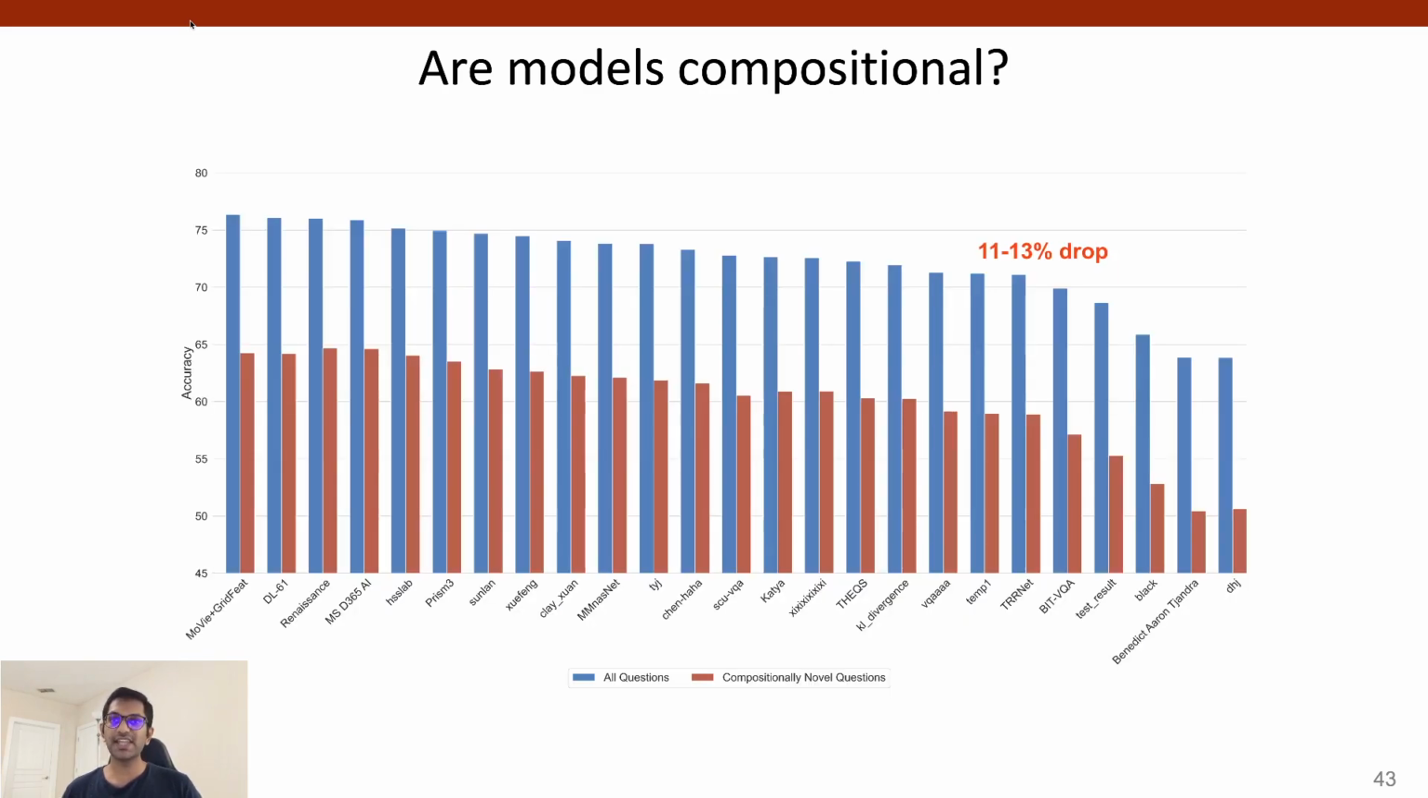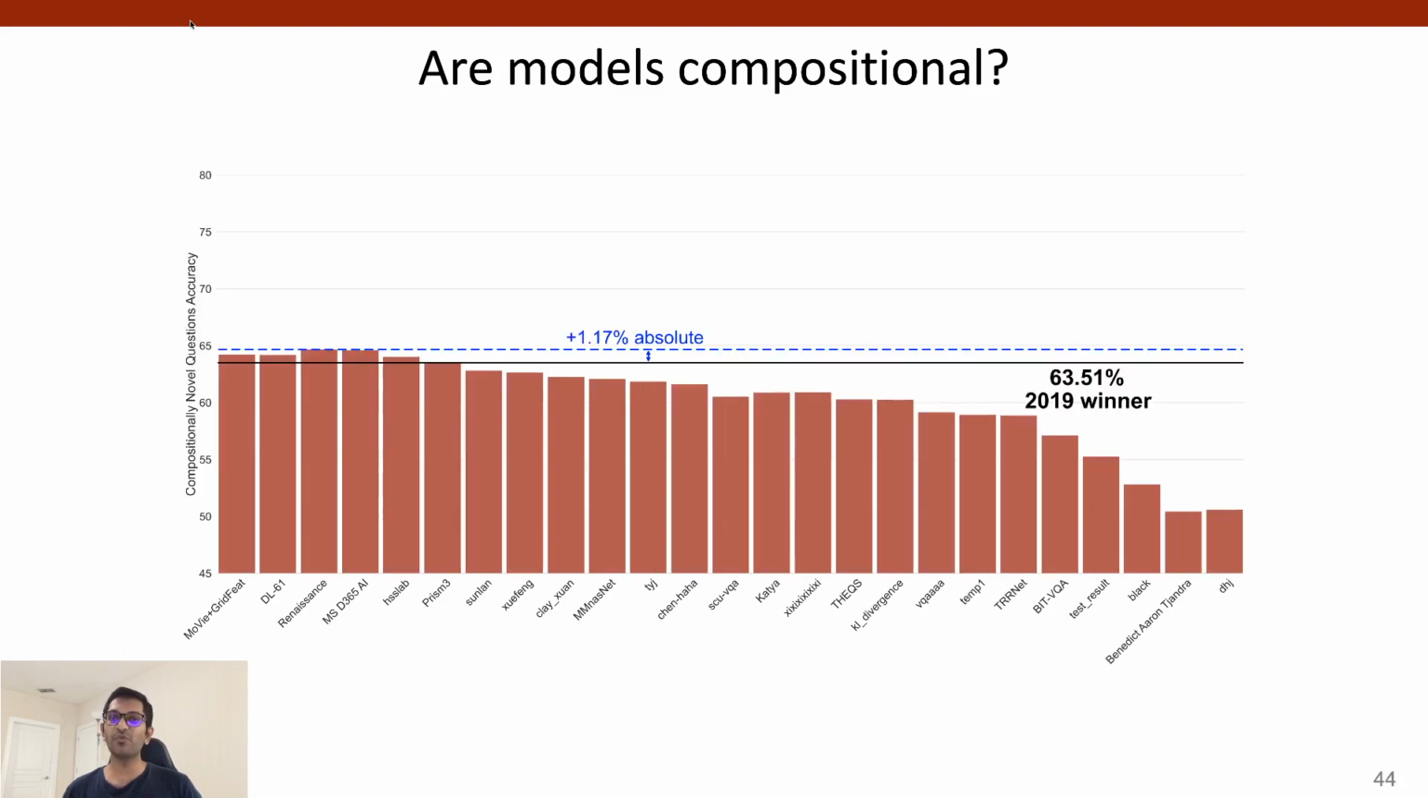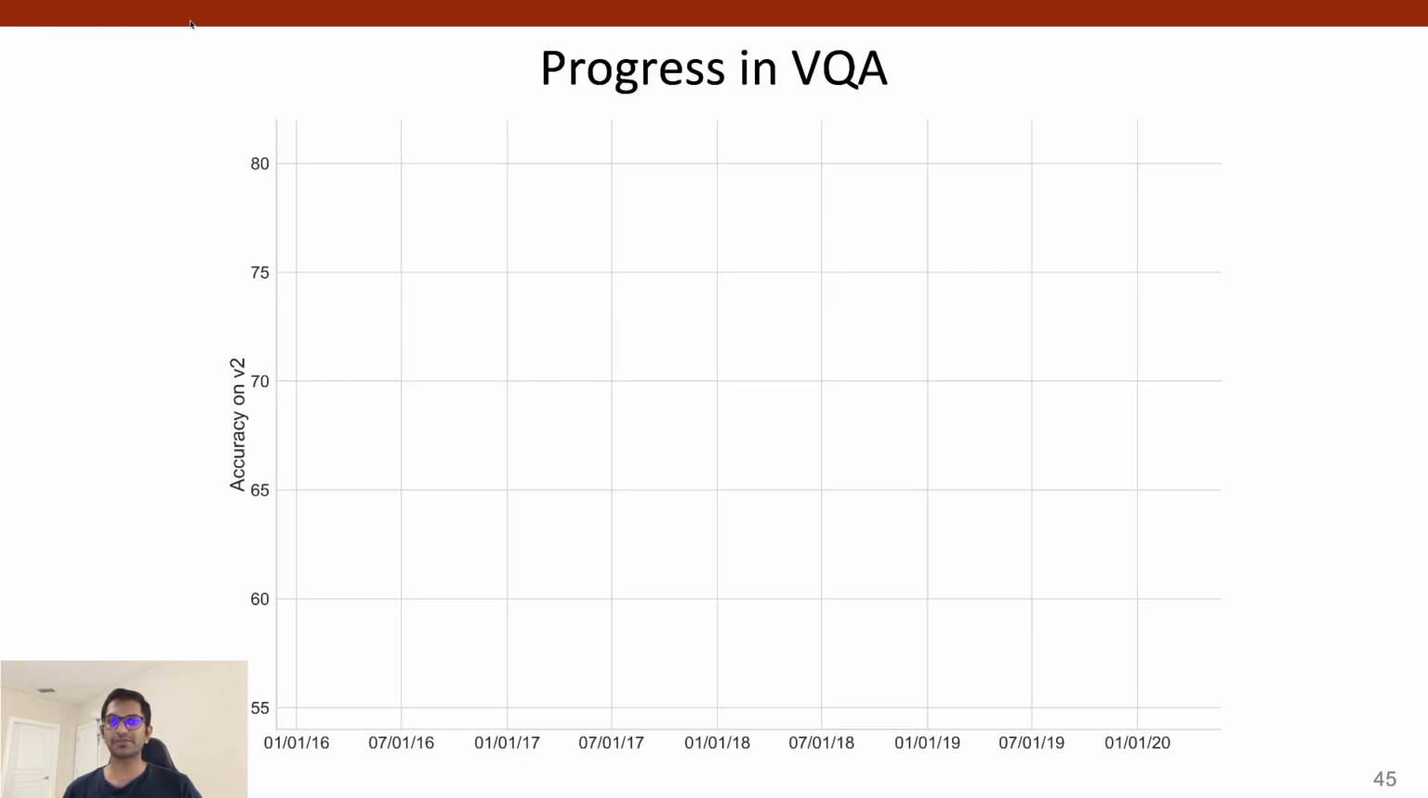Here, we look at the accuracy of teams for such questions. We see that the performance of all teams dropped by 11 to 13%. We also see that the best performance improved by 1.1% from last year. Thus, we saw that there is still room for improvement on this front, but we are making progress.